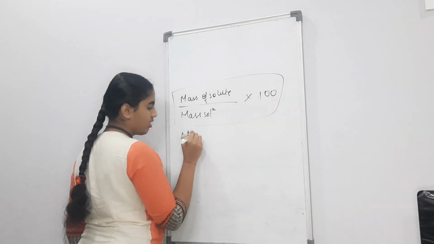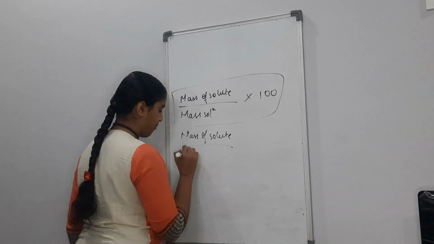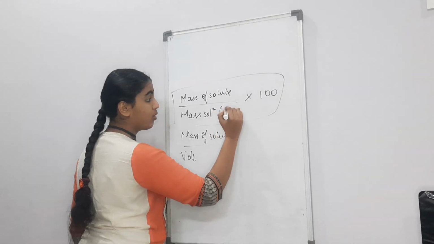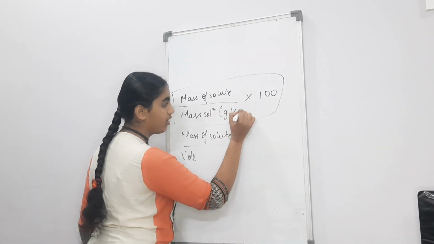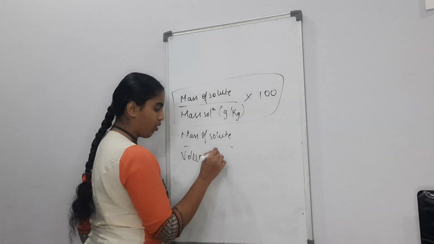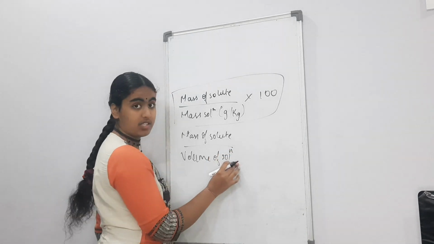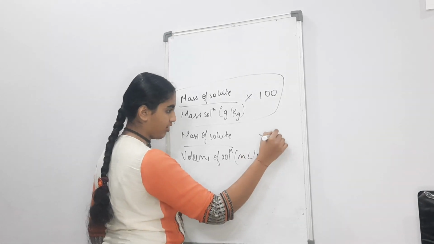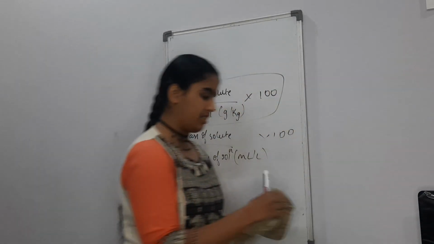Then mass of solute upon volume of solution. Now this we denote in grams or kg, however we want it, it depends. And this we denote in milliliters, volume of solution. Again, this denotes solution, it is kind of an abbreviation for solution. This we denote in milliliters or liters, into 100. Okay, so that is mass by mass percentage, and that is mass by volume percentage.